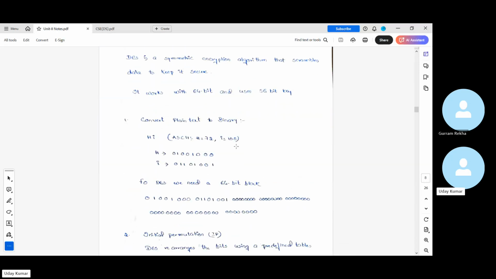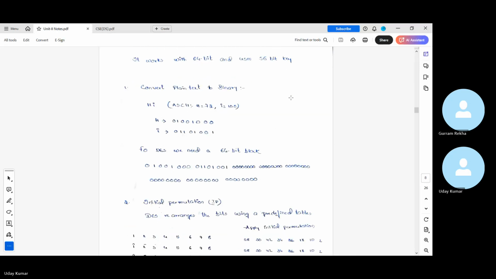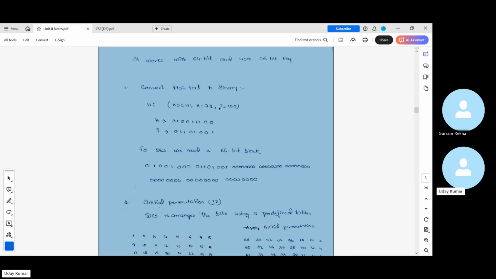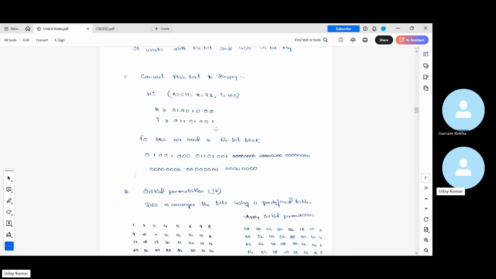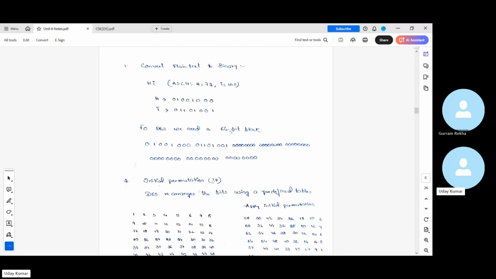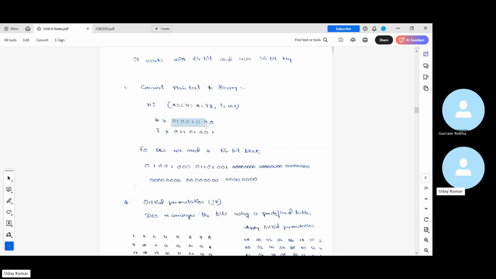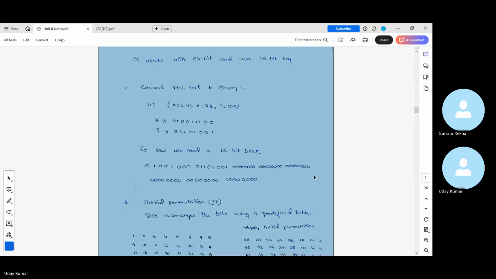So DES is a symmetric encryption algorithm that scrambles data to keep it secure. It works with 64-bit blocks and uses a 56-bit key. Right? Now convert the plain text to binary. So this is the plain text example that I made you write. I convert that into binary. So for DES, we need a 64-bit block, right? So once you write this one and this one in order, this is what you are going to get. All the others are padded with zeros, right?